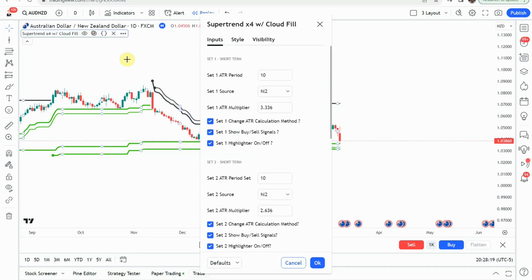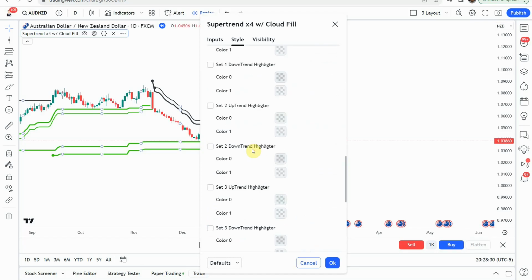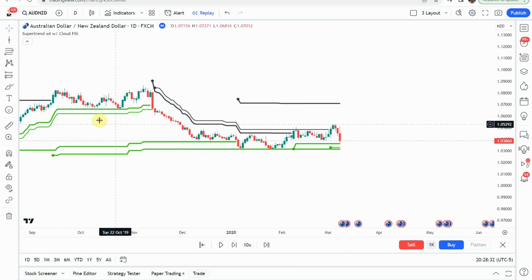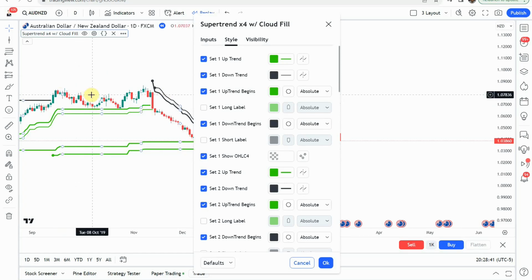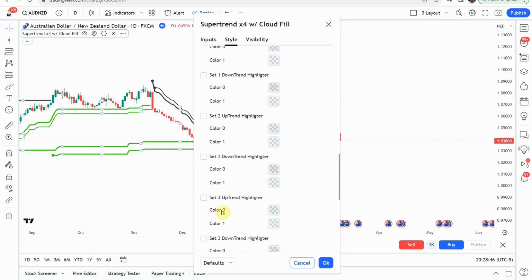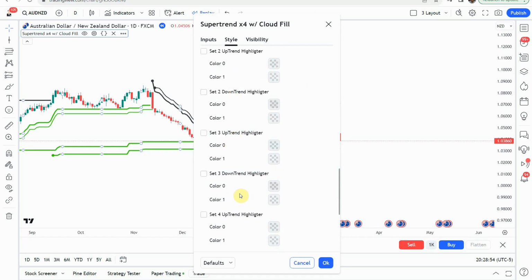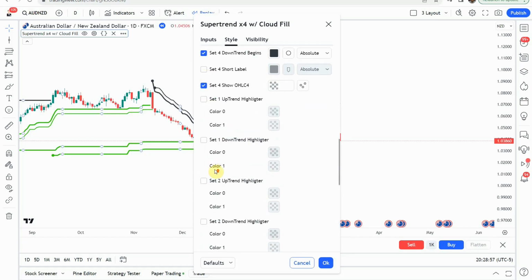Now I did go in and make a few modifications, but again, just to the style, nothing on the actual settings itself. So what I did was I turned off the cloud fill, the background. The background was filled in with a gray or green color, which was quite annoying for seeing price action. If you scroll down towards the bottom here, you can see that all these uptrend highlighters and downtrend highlighters are all the cloud fill. So I turned all those off.